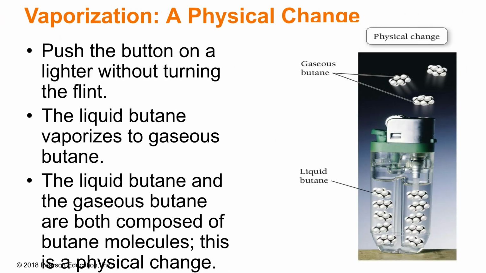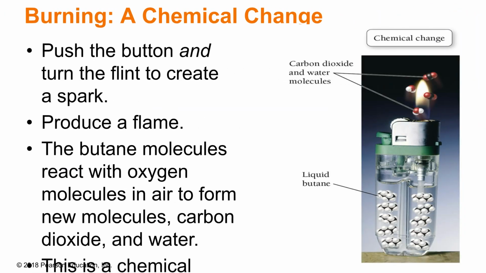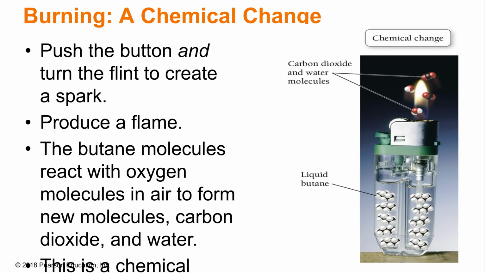Vaporization, like liquid butane turning into gaseous butane in a lighter, is a physical change. The molecules remain butane, only the state of matter changes. Burning, however, is a chemical change. When butane burns, it reacts with oxygen to form new molecules, carbon dioxide and water.